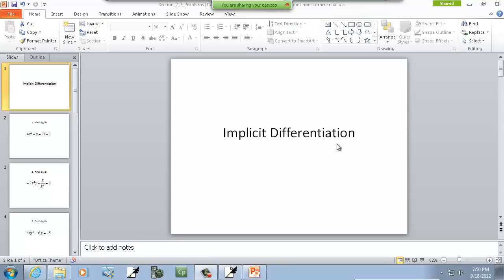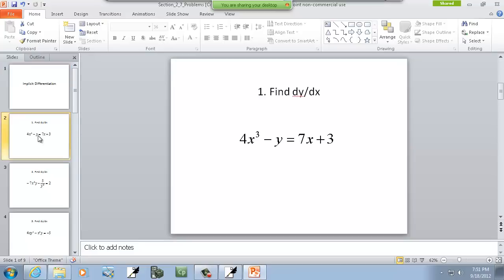Let's take a look at implicit differentiation. Now, where this comes in handy is if you've got a problem where you can't easily solve for y. All the problems we've seen up to now for derivatives, you've had y equals, or f of x equals. Well, let's take a look at our first example.